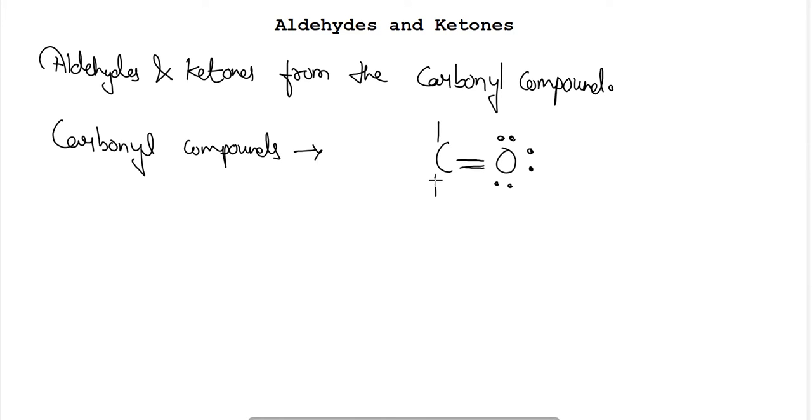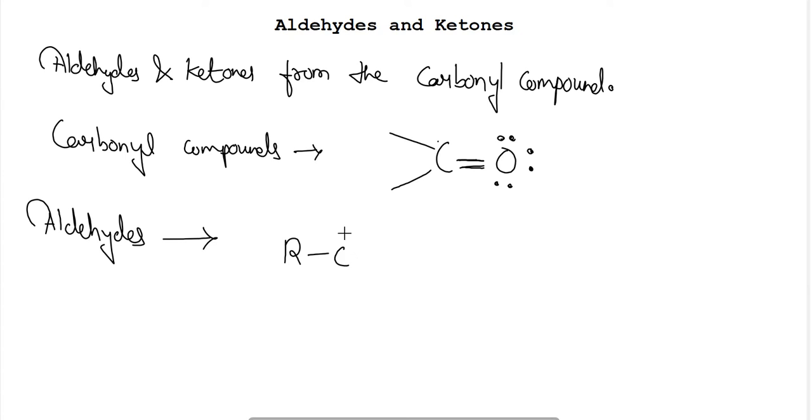Here both these two bonds can contain either the same alkyl groups or different alkyl groups. The groups which are attached to this carbon atom decide the name of the compound which is formed. So first, if we are talking about the aldehydes, then the compound will be R-CH double bond O. This will be the general formula.